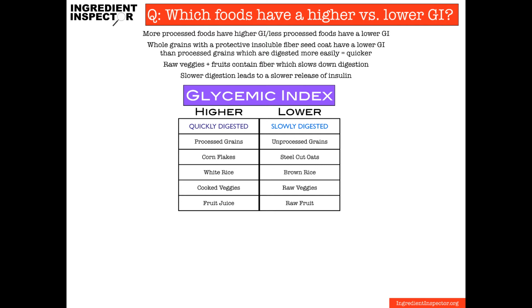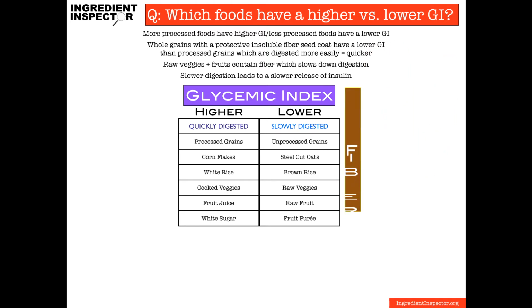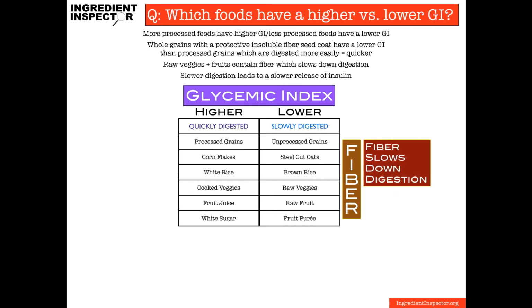Raw fruit, because of the fiber that it contains, slows that effect. White sugar is more quickly digested than, say, if you were to use fruit puree as a sweetener. So these ones that are more slowly digested contain more fiber, and fiber slows down digestion.